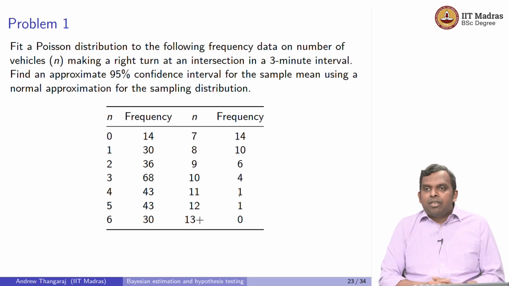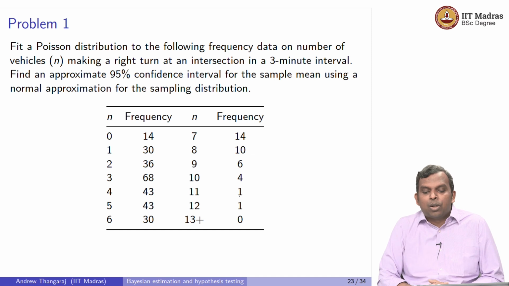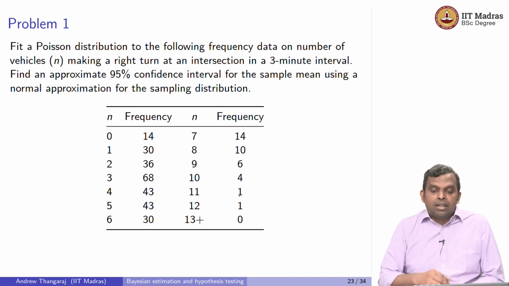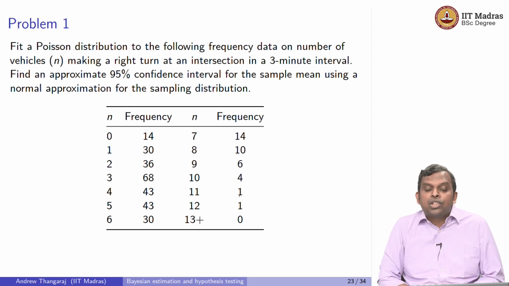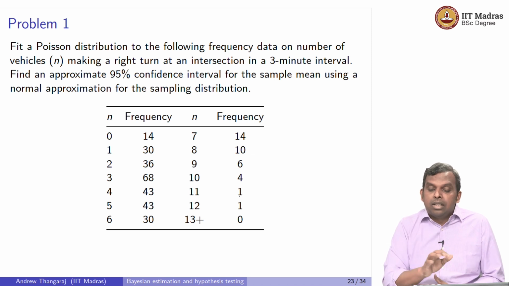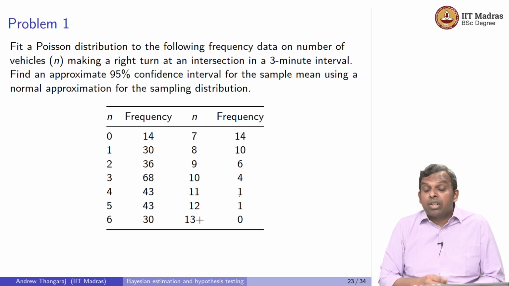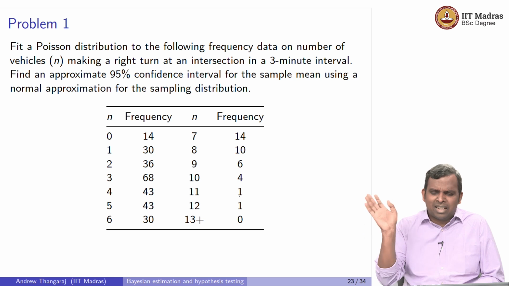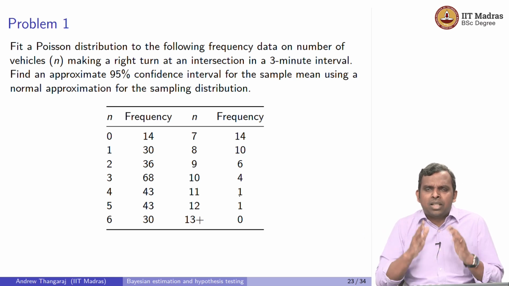Usually, when you're doing surveys or some simple computation of data, you use something called a frequency table. So this is an example of a frequency table. The question asks you to fit a Poisson distribution to this data, given in the form of a frequency table. What is the data on? It's on the number of vehicles making a right turn at an intersection over a 3-minute interval.